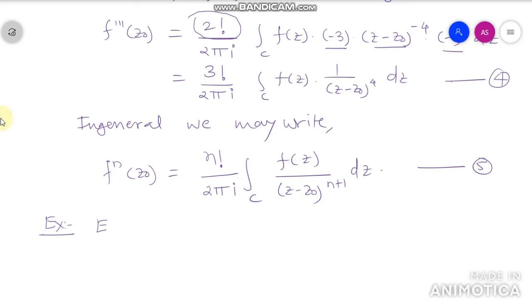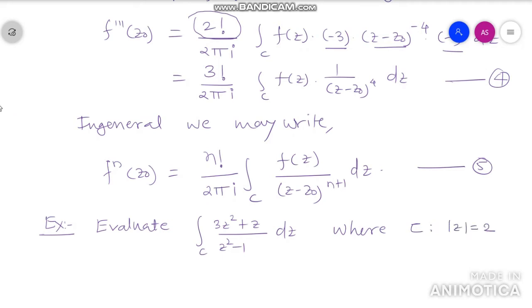Evaluate the integral over C of z square plus z divided by z square minus 1 dz, where C is the circle mod z equal to 2. Solution.